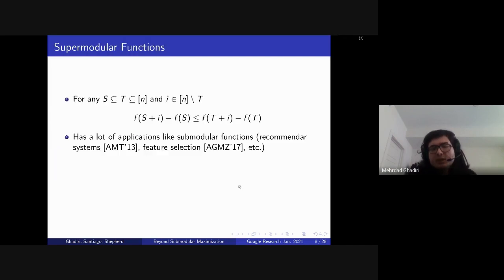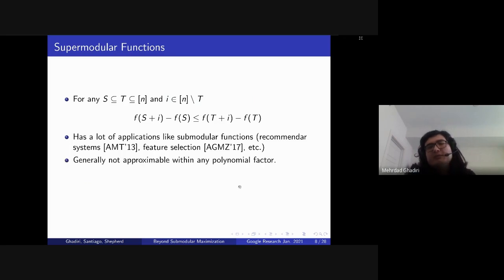So going beyond submodular functions, supermodular functions are kind of the opposite of submodular functions. As you can see, the inequality we use to define submodular functions is exactly opposite for supermodular functions. The marginal gain for supermodular functions is increasing. Again, they have a lot of applications, similar to submodular functions, in machine learning, economics, and a lot of other areas.